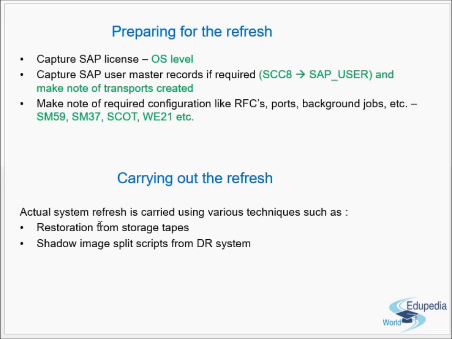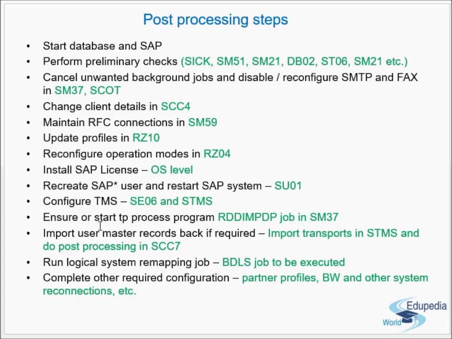So we have prepared for the refresh, and we have carried out the refresh. Now we have to do some post processing. Now the database of the mirror is the same as that of production. Same does not mean point in time; generally the last successful backup is restored. So whatever production data existed up to the last successful backup is now on the mirror system. Now you start the database of the mirror and then you start the SAP application servers. First you start the database, then SAP.